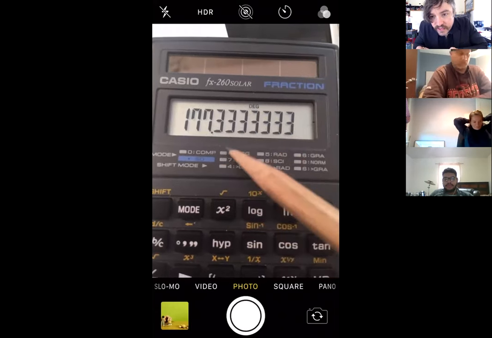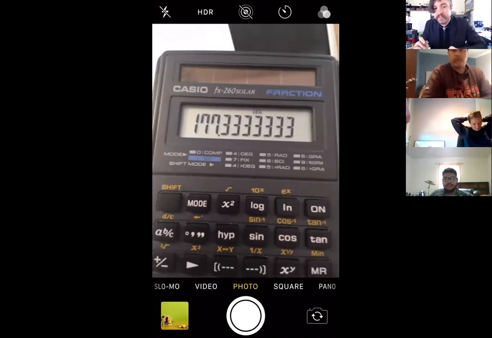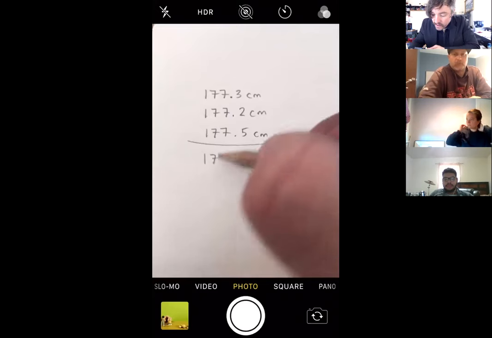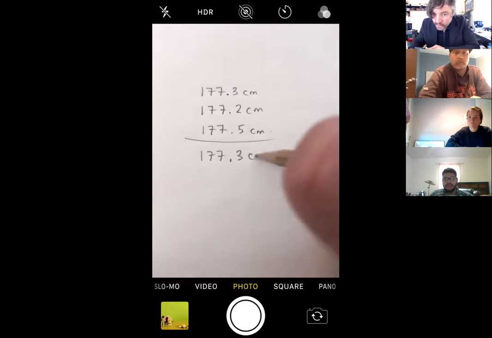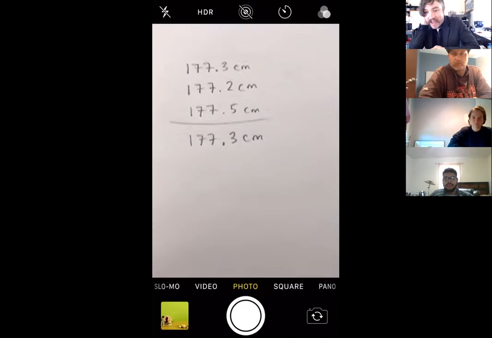Just because you divide by 3 doesn't mean you know how tall you are to 1/100, 1,000th, 10,000th of a centimeter. That means you should probably round your answer to 177.3 centimeters, to be honest. Looks like my first measurement was the good one. As Sade says, it's never as good as the first time, okay?